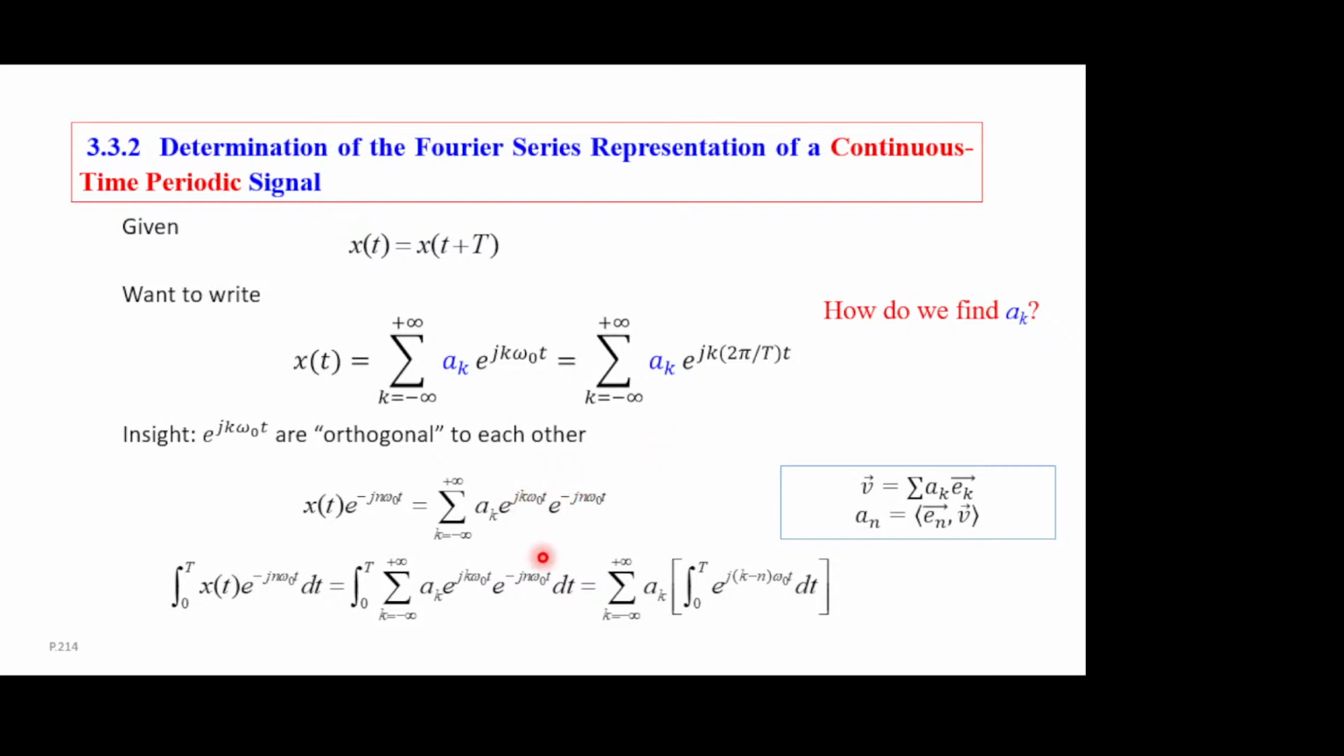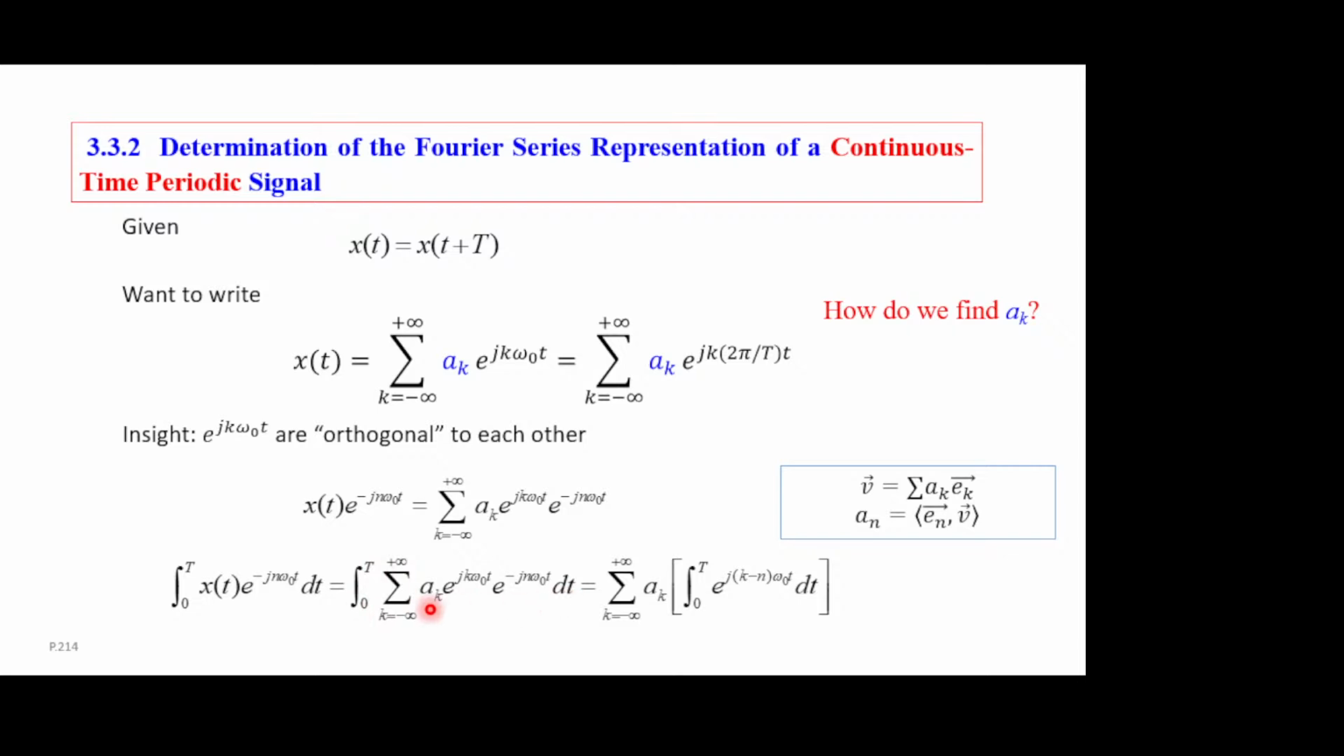So nothing really happened here. You just multiply your function with e to the minus j n omega naught t. And as we say, we do integration over one period. So you integrate both sides from 0 to big T, where T is the period of your function. On this side you write down the integration, and on this side you write down the integration.